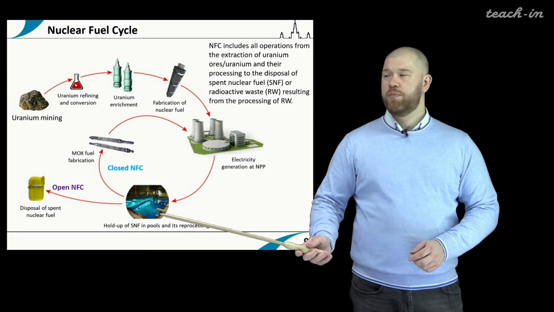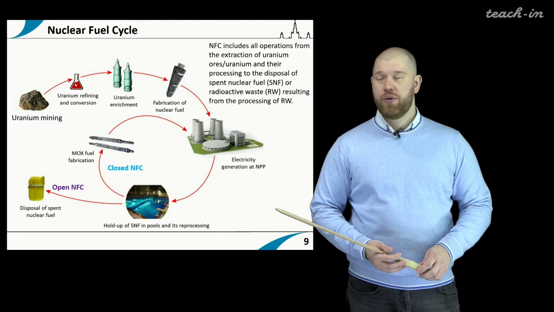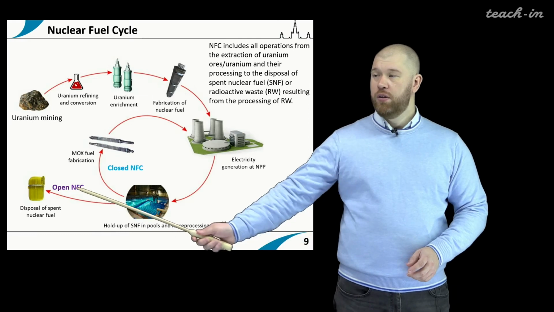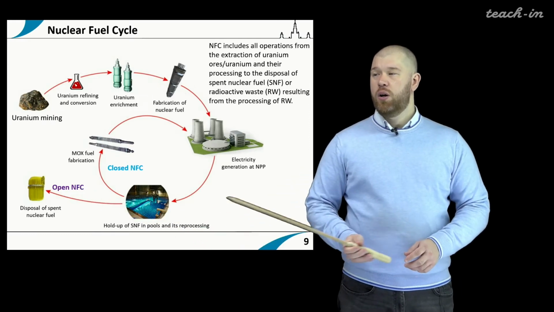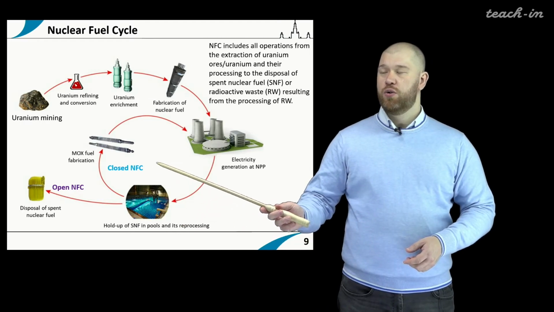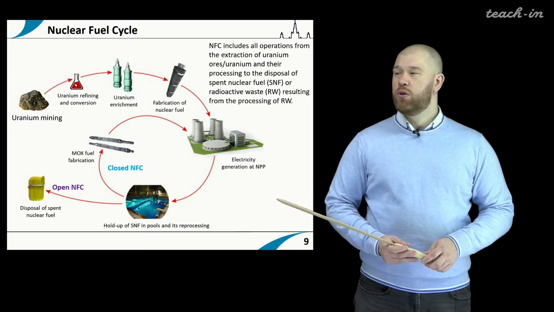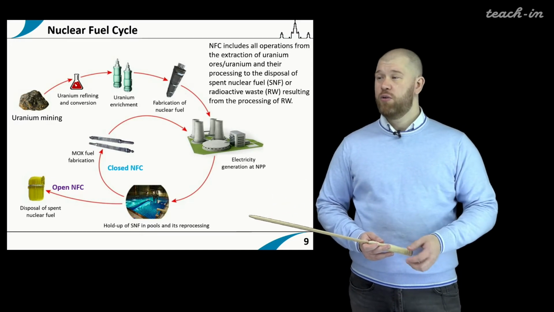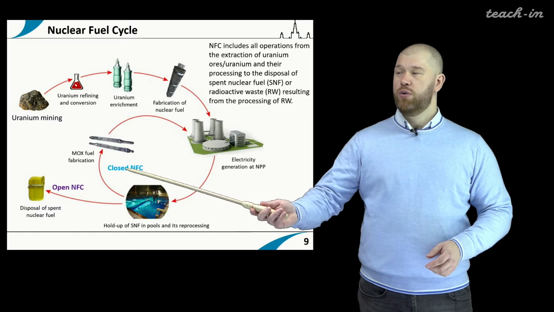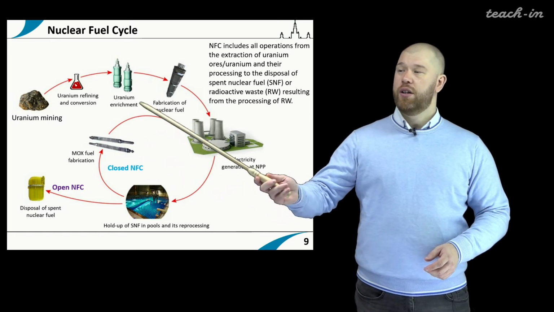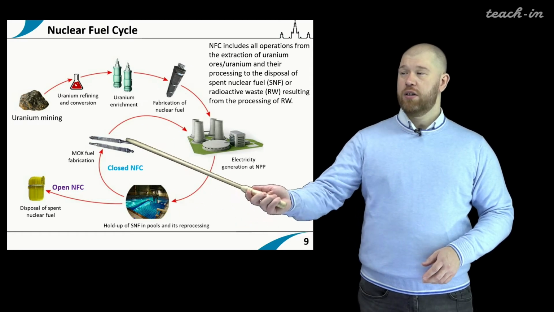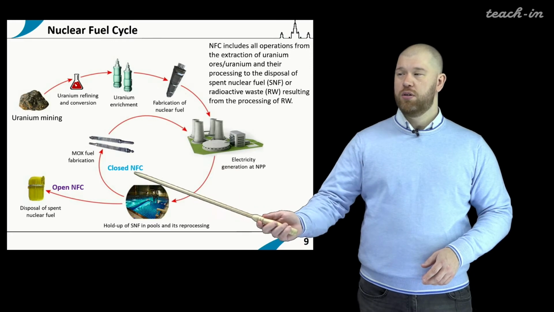either we directly dispose of the spent nuclear fuel, and in this case we call this an open nuclear fuel cycle, or we can reprocess the spent nuclear fuel for extraction of valuable components like plutonium and uranium. And thus we use the components of spent nuclear fuel to produce fresh fuel that can be used again in a nuclear power plant. In this case, it is called the closed nuclear fuel cycle.